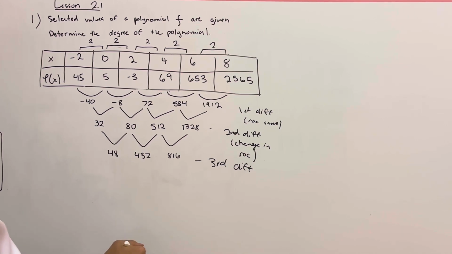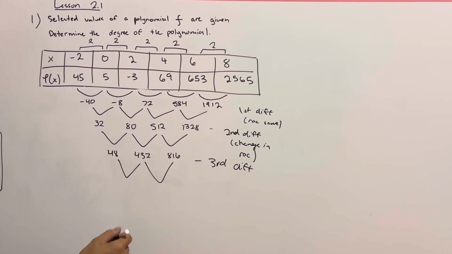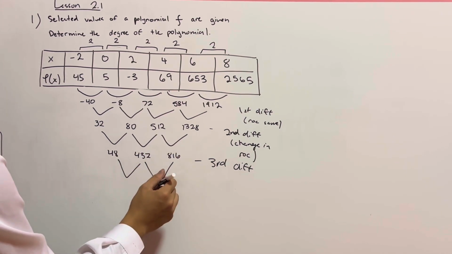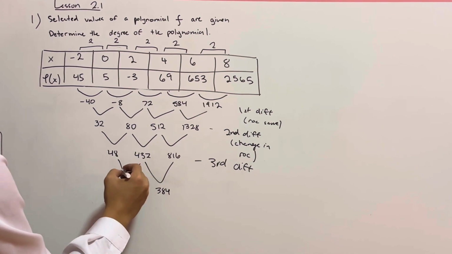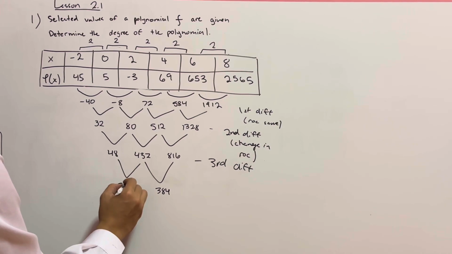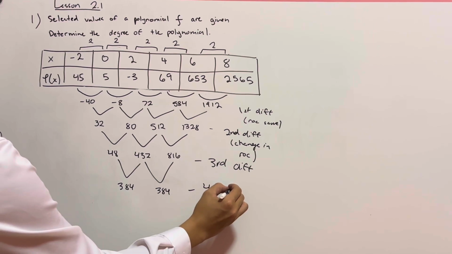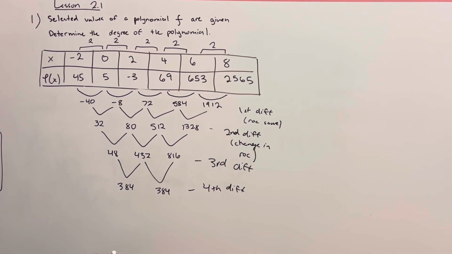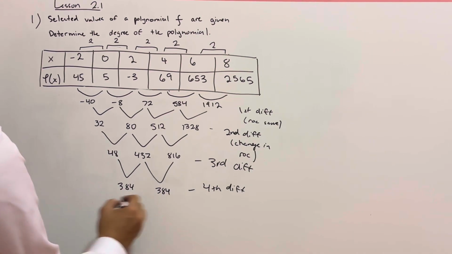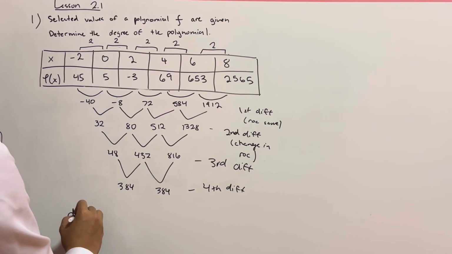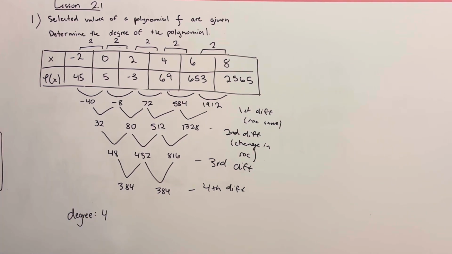Okay, what do you think we do next? We keep pushing forward, okay? Keep pushing forward like we always do. 816 minus 432, that's 384. And 432 minus 48, that's also 384. Aha! So these are all the same. And this is our fourth difference. So that means that this function has to have a degree of 4. This function has to have a degree of 4 because the fourth difference is the same.